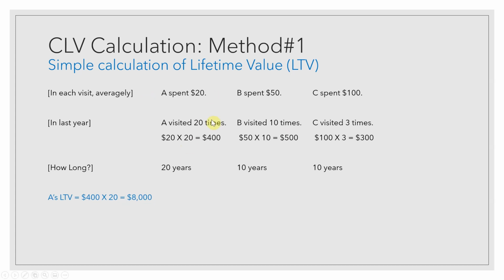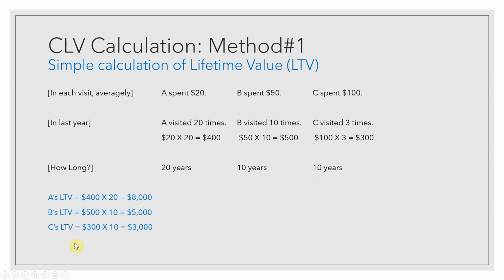So $400 multiplied by 20 is $8,000. That's the lifetime value of A. $500 multiplied by 10, $5,000. That's the lifetime value of B. $300 multiplied by 10 is $3,000. That's the lifetime value of C.